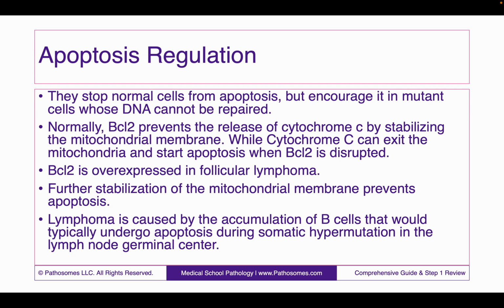They stop normal cells from apoptosis but encourage it in mutant cells whose DNA cannot be repaired. Normally, BCL2 prevents the release of cytochrome C by stabilizing the mitochondrial membrane, while cytochrome C can exit the mitochondria and start apoptosis when BCL2 is disrupted. BCL2 is overexpressed in follicular lymphoma. Further stabilization of the mitochondrial membrane prevents apoptosis.